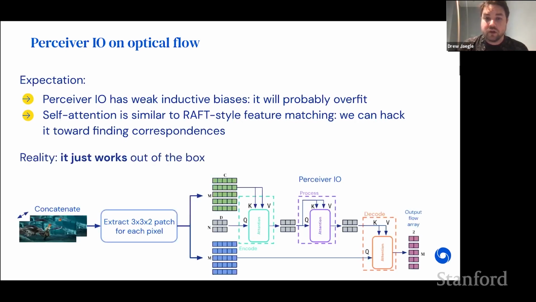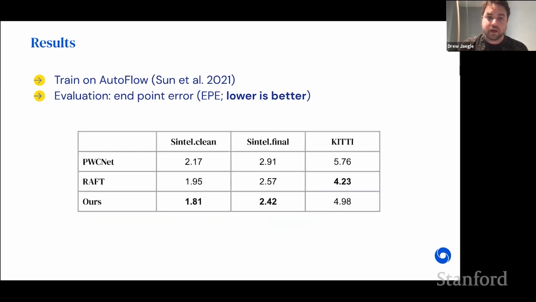What we actually found was that just by doing very, very simple pre-processing, extracting a patch around each pixel, and then using the standard Perceiver IO architecture, we were able to get state-of-the-art results here. This was a validation of this general approach of trying to have general purpose architectures that would transfer over. With minimal tuning, we beat both of the compelling benchmarks on both of the Sintel evaluation methods, and got comparable results on KITTI. These are the standard ones.